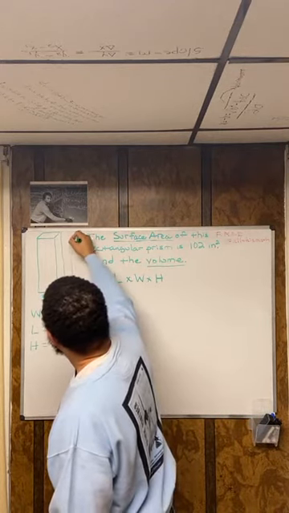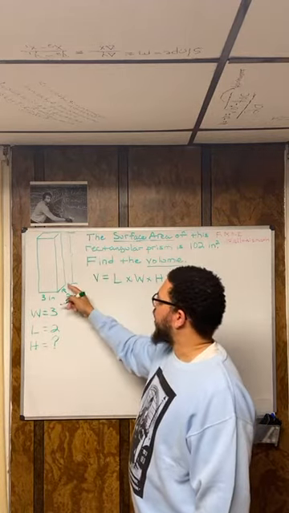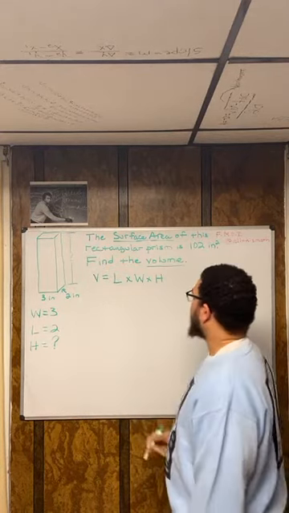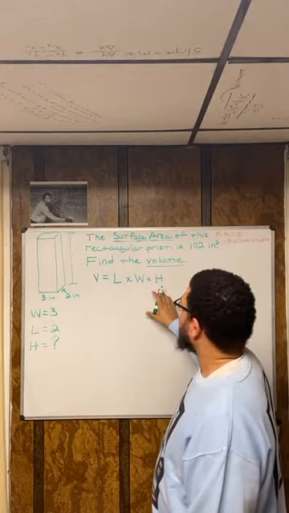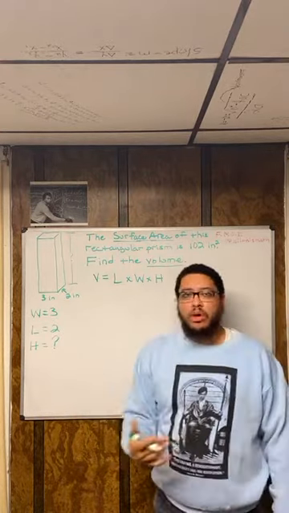Right? From here to here, from the bottom to the top, from the top to the bottom. That's the height, right? Now, because we don't know the height, we need to figure out what the height is, because we can't figure out the volume without knowing what the height is.